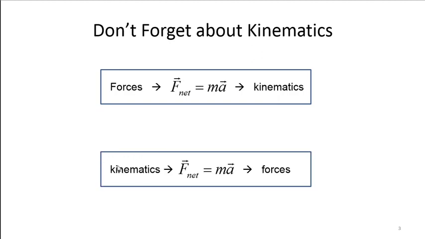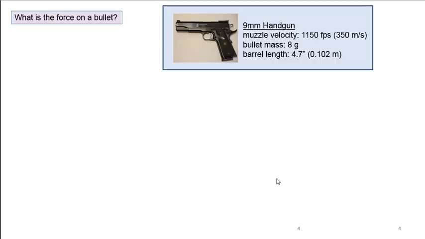Maybe you know something about a bunch of kinematic variables which lets you solve for the acceleration. Then you can use Newton's second law. When you know what the acceleration is, you can calculate the net force on the object. And once you know the net force on the object, that might help you get information about the other forces, the individual forces acting on the object. So let's look at an example of that. This question is asking, what is the force on the bullet?